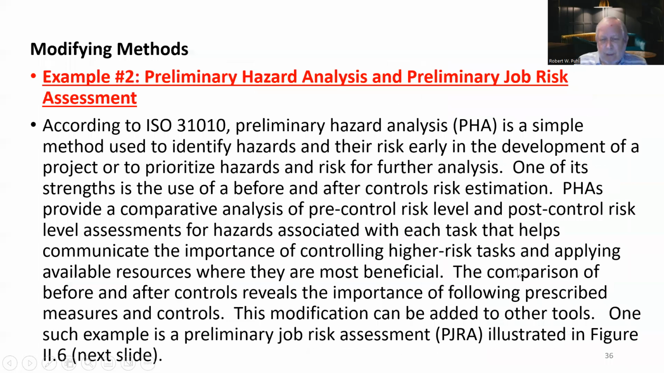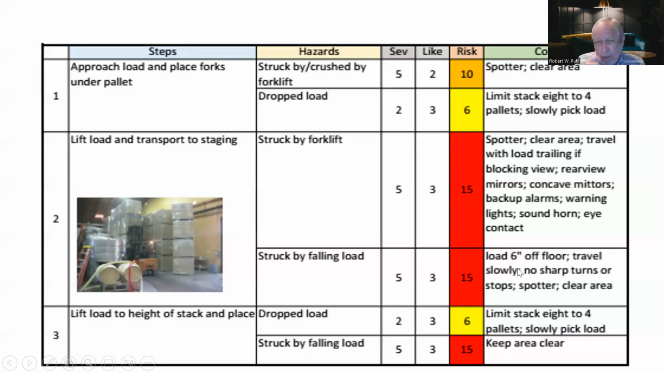If I have forklift drivers, I would just assume they're following their training. That's why you have it. So lift load, the height of stack, and place. Now there's your probability of a drop load. Okay. Severity 2, likelihood's 3. Ooh, severity only 2 for a drop load. Limit stack to 4 pallets, slowly pick load. Struck by falling load. Oh, okay, there's your 5. Drop load, hazard. All right.